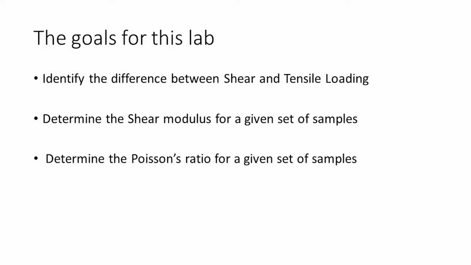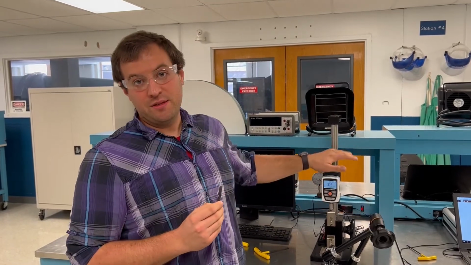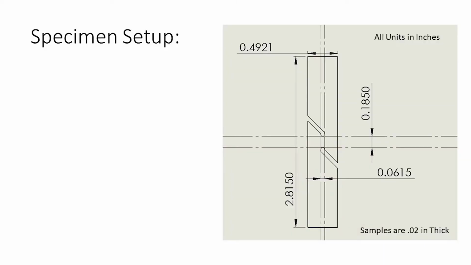For this lab, we'll be attempting to experimentally identify the difference between shear and tensile loading, determine the shear modulus for a given set of samples, and determine the Poisson's ratio for those same samples. For today, you'll be provided a series of samples. Using these samples, we'll be performing the test using the same camera and tensile setup that you used in the last class.